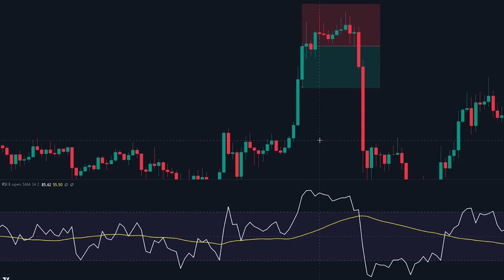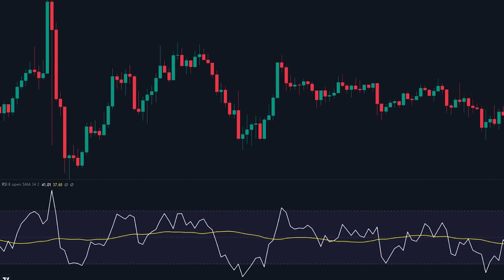Now let's take a look at a buy signal. As you can see here, the value of the moving average crosses below 50.